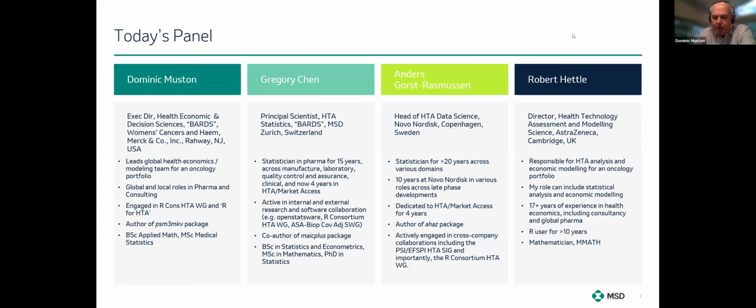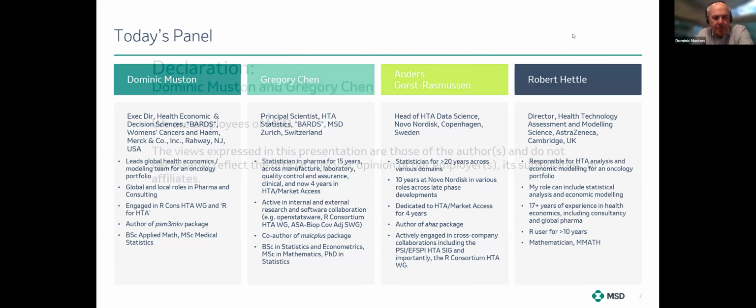And Rob Hettle is Director of Health Technology Assessment and Modelling Science at AstraZeneca in Cambridge. He's responsible for HTA analysis and modelling, and work includes statistical analysis and economic modelling, a long time in health economics, including consultancy and global pharma, and he's used R for over 10 years.